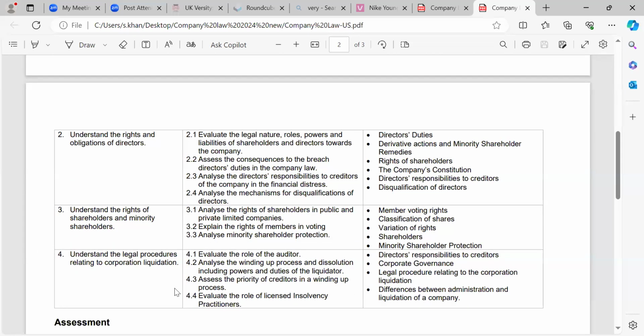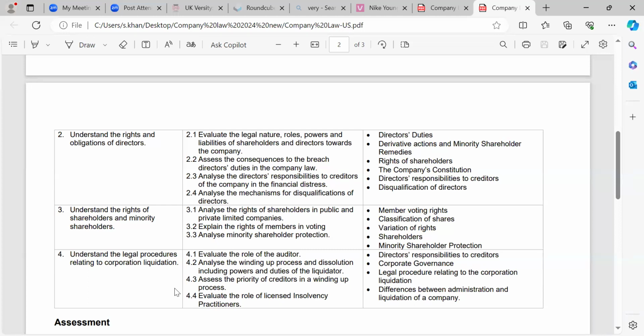which is looking at understanding the rights and obligations of directors within an organisation. So we looked at the indicative content, which is directors' duty, derivative actions and minority shareholder remedies, rights of shareholders, the company's constitution, directors' responsibilities to creditors, and we looked at disqualification of directors. And there are videos on there that you could go and look at in your own time in regards to the area that we're working on.